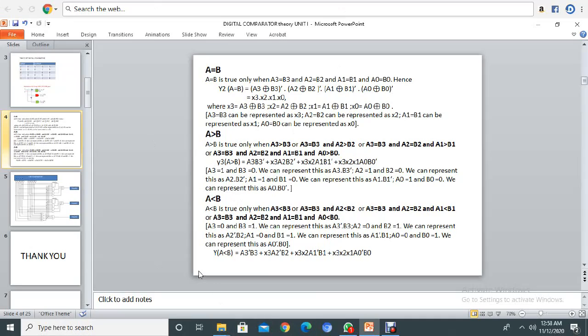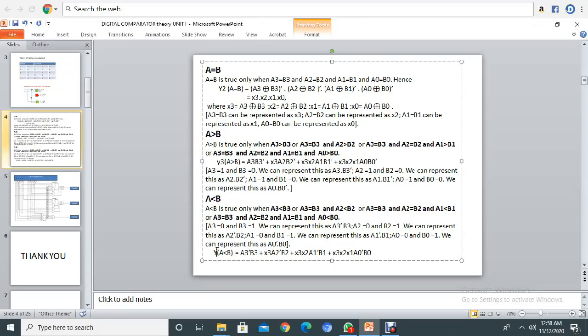So you can write it as Y1. Y1 is equal to, here A3 less than B3, so A3 is 0, B3 is 1. So A3 bar B3 plus A3 is equal to B3. So here I am using X3. So X3 dot A2 less than B2. So A2 is 0, B2 is 1, so A2 bar B2. Then we have OR, so here plus you have to use.